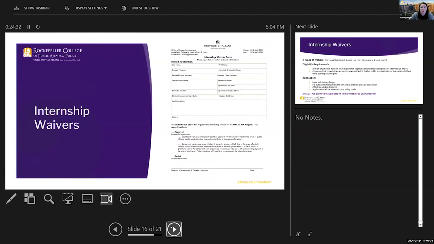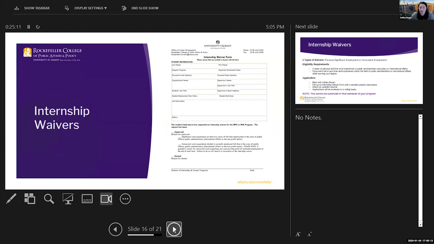We do offer internship waivers, so I'm going to discuss this. We have some students who are working full-time while they're pursuing graduate school, and they may not have the capability as much to complete an internship. So we do offer an internship waiver. This is assessed very thoroughly and specifically to ensure that whatever position you're in meets our criteria as well. This is a copy of the internship waiver form that you would fill out if you would like to submit an internship waiver for consideration and review.